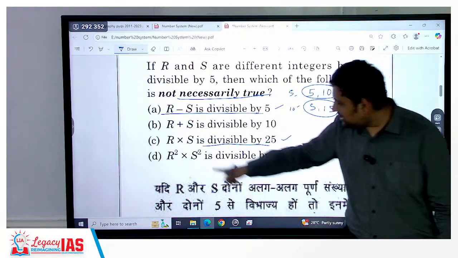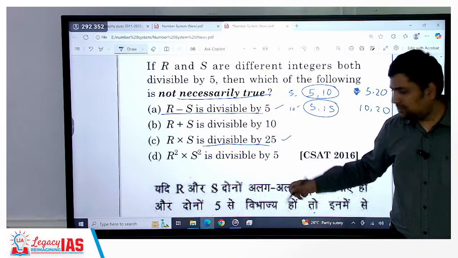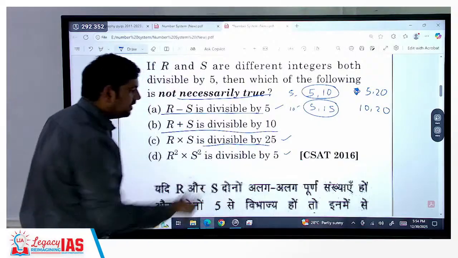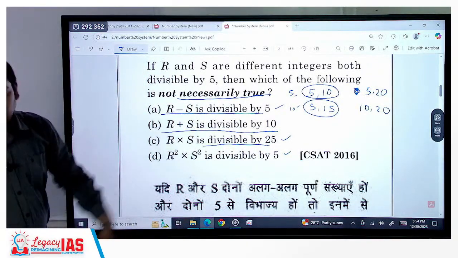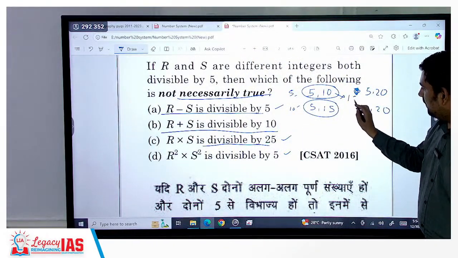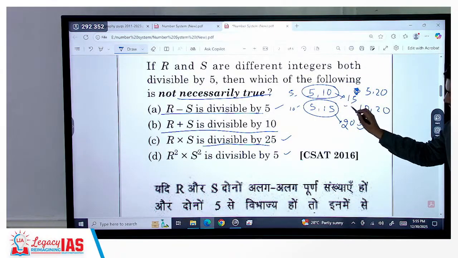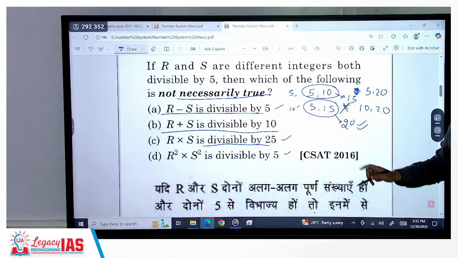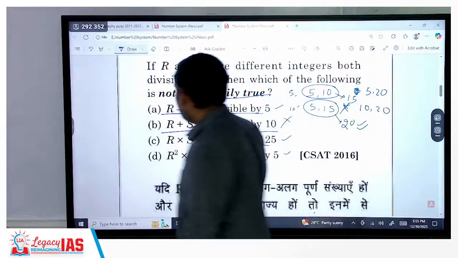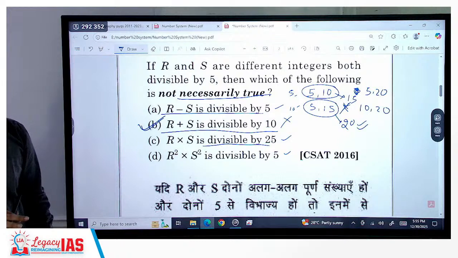Then last is r square into s square is divisible by 5. Of course, if r and s are divisible, in their squares' multiplication you are getting more 5s. So this is also correct. This is incorrect: r plus s is divisible by 10. This is not necessarily true. See, for this one, r plus s is what? 15. For this one, it is 20. So this one is divisible by 10, but this is not. So that's why this is not necessarily true. The question asked which of the following is not necessarily true. So the answer becomes B. Understood?